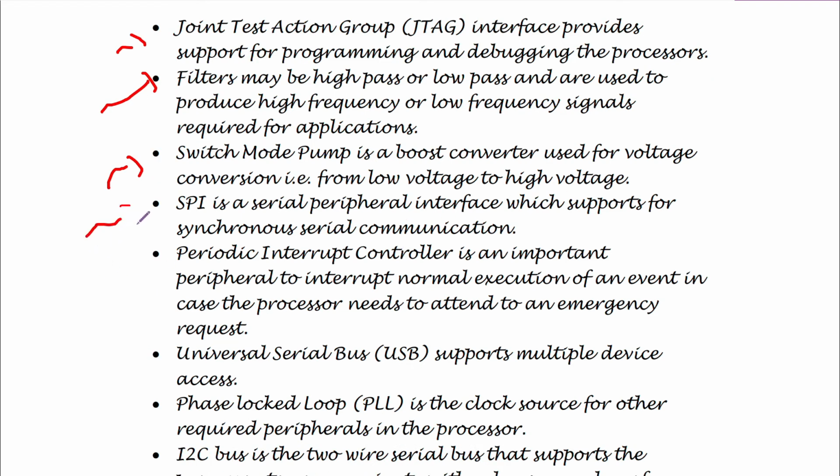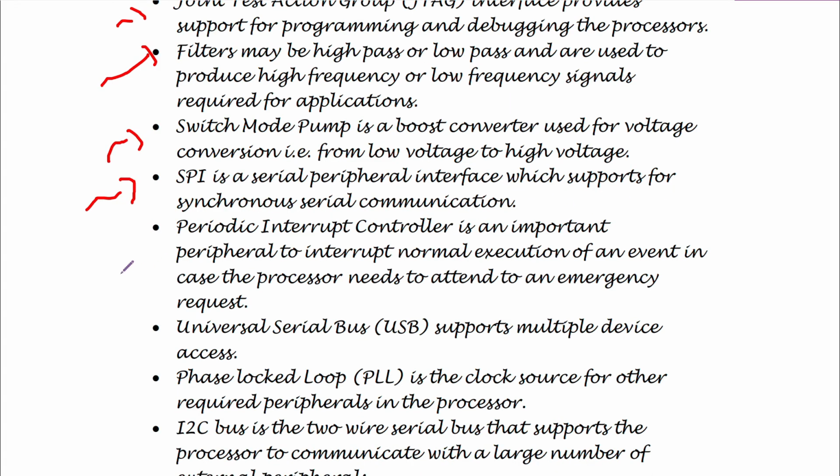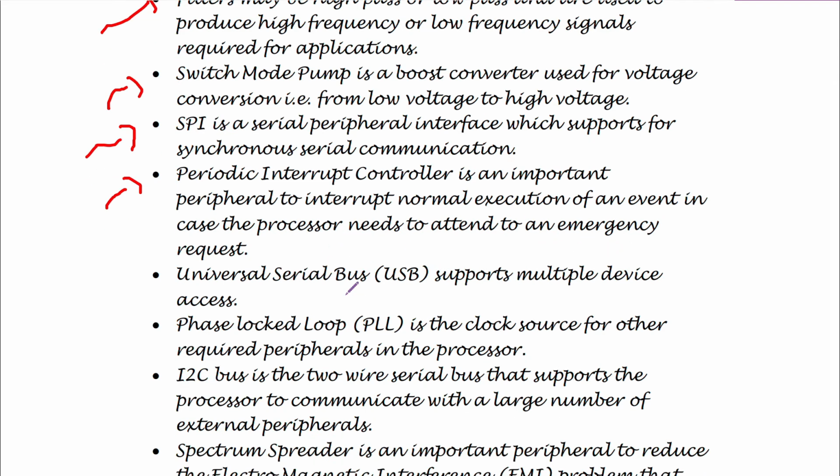SPI is again a serial communication protocol which supports for serial communication. Then we have periodic interrupt controller, which is an important peripheral to control all the interrupts related to a microcontroller on an embedded system. So the interrupts can also be present to attend to an emergency request.